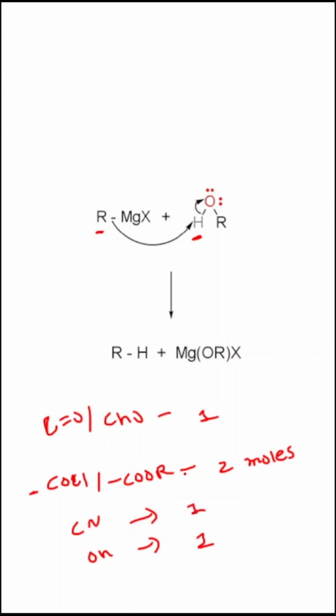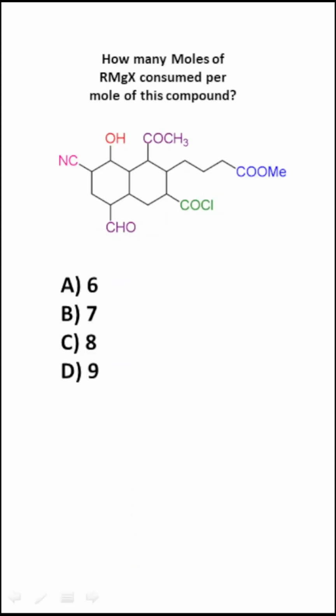Means 2 moles for COCl and COOR, for both of these there are 4 moles. And for both of these, CO and CHO, total 2. For ketone 1, for aldehyde 1. And here 1, 1. So 4 plus 2, 6, plus 1, 7, plus 1, 8. So the final answer will be 8, C. So C is the final answer.